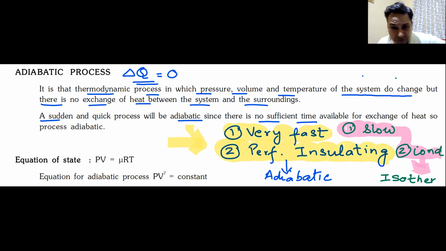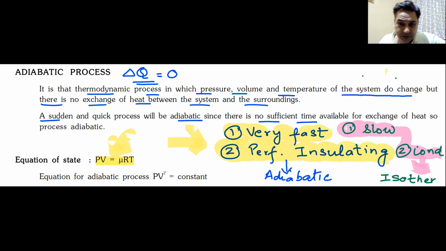What is the equation of state for this? We don't have any relation between P and V yet. PV is equal to nRT is the condition. Now remember, this is the condition which is valid for an adiabatic process. This is the condition that is also valid for any other process. PV is equal to nRT is always valid for any ideal gas.